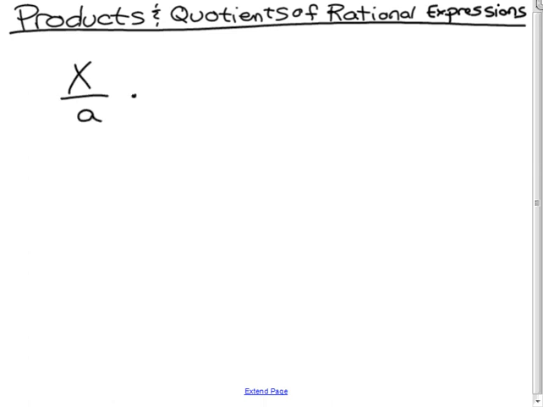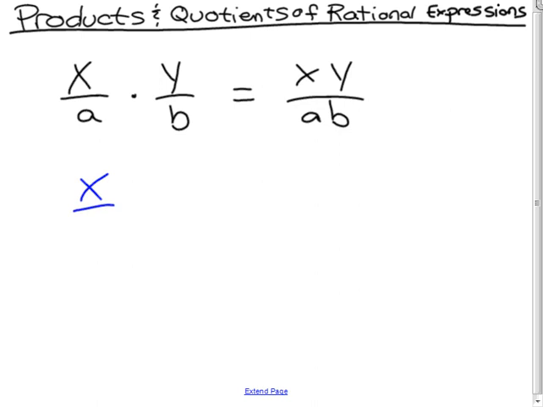X over A times Y over B. So if I'm multiplying two fractions, what do I do with those? Just multiply across the top, across the bottom. Very basic operation. If I could cancel beforehand, sometimes I would, depends kind of on the problem. Now the next one I'm going to look at is division. So these are the two different situations we're going to work with.